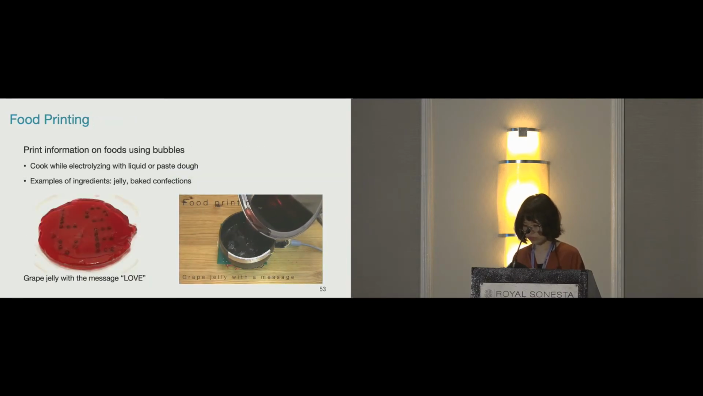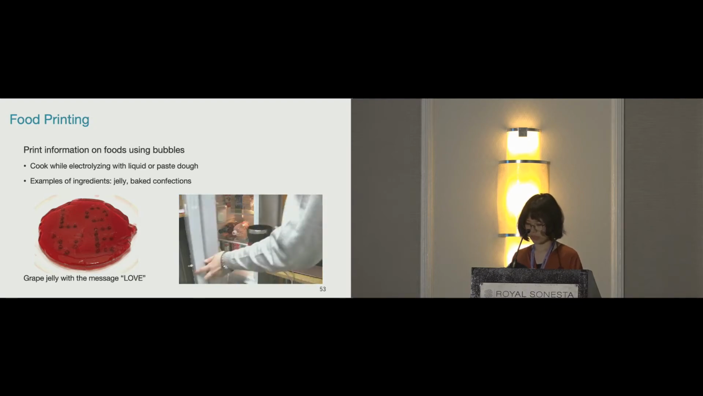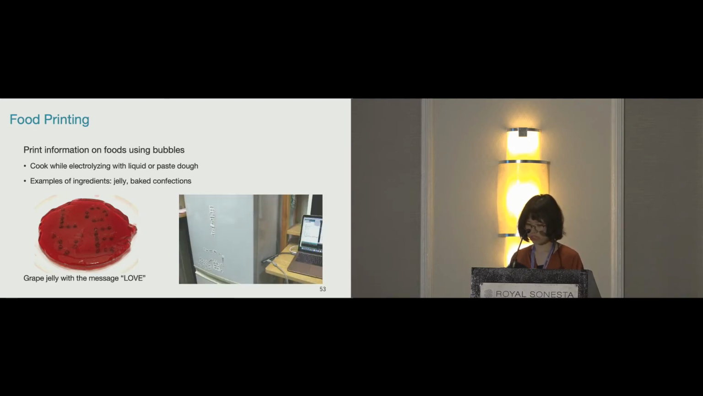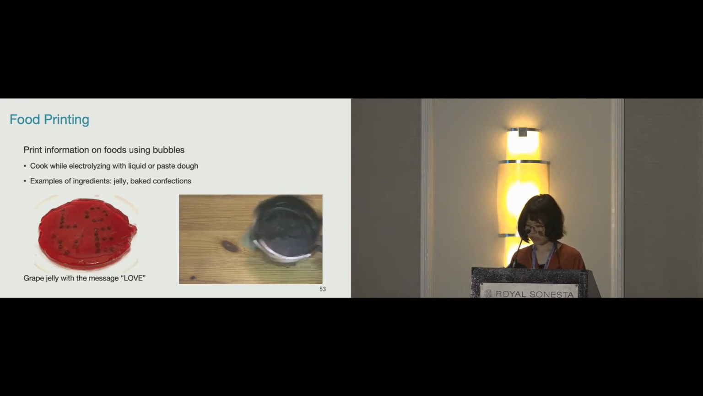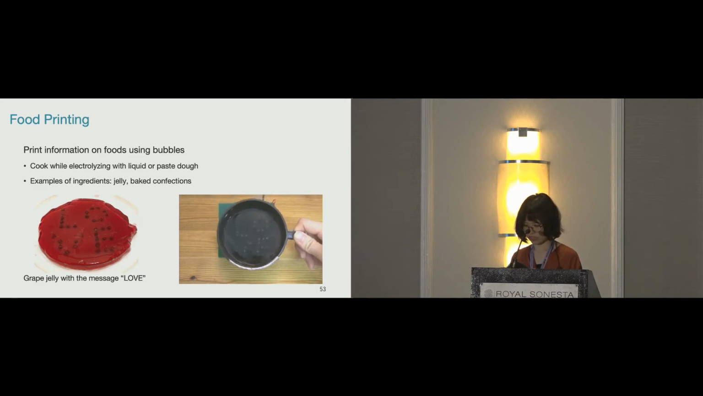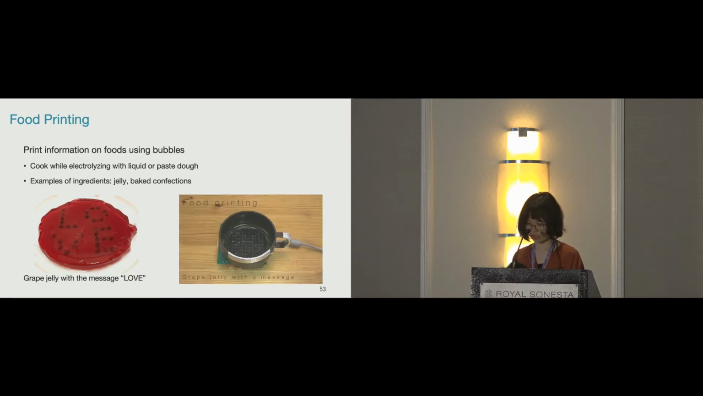And next is food printing. Until now, bubbles were displayed on the surface of beverages, but this is a technique of printing information on the food with bubbles. And some raw food material is liquid or paste, hence we can electrolyze them and generate bubbles before the food is cooked. Then, cook them and bubbles are fixated at the surface of the food.